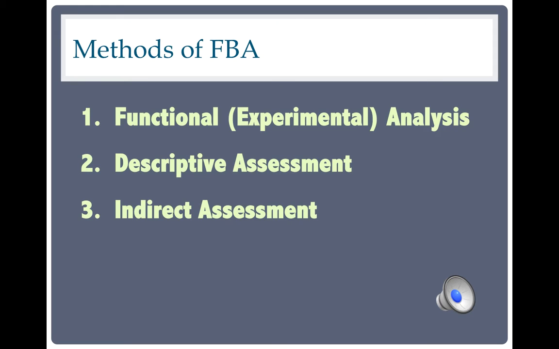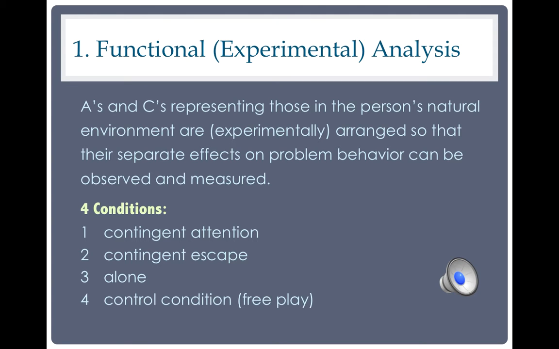Three methods of functional behavior assessment are discussed in this chapter. The first is functional or experimental analysis. The second is descriptive assessment, and the third is indirect assessment. Now I will go into a little more detail about each method of FBA.